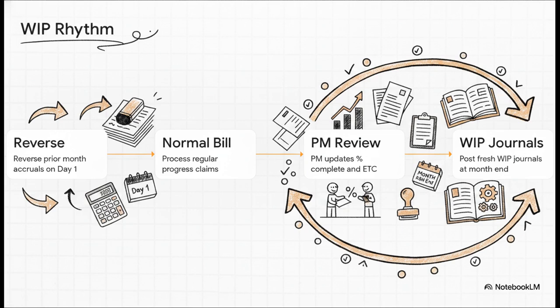Then, mid-month, you run your normal billing. At month end, you sit down for that critical review with the PM for their updated costs. And finally, you post the fresh WIP journals. Rinse and repeat. Never, ever break the loop.